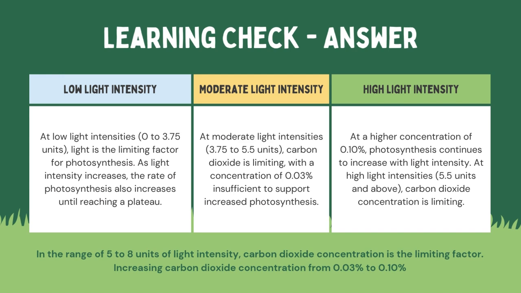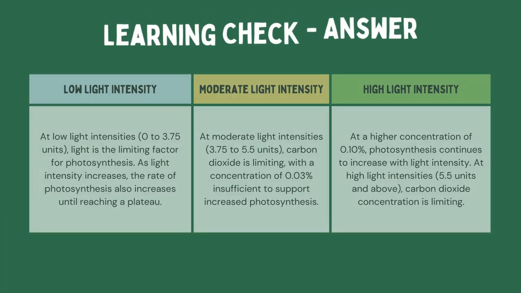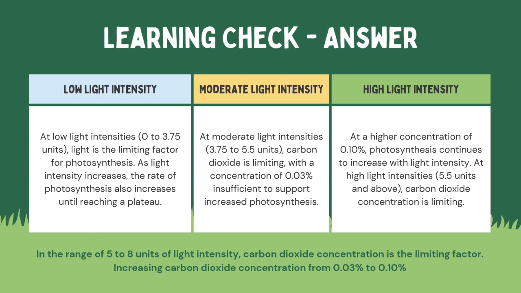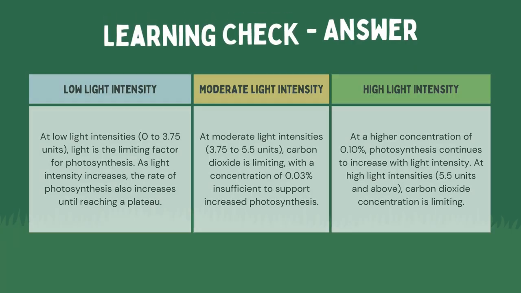At high light intensities, 5.5 units and above, carbon dioxide concentration is limiting. In the range of 5 to 8 units of light intensity, carbon dioxide concentration is the limiting factor. Increasing carbon dioxide concentration from 0.03% to 0.10%.